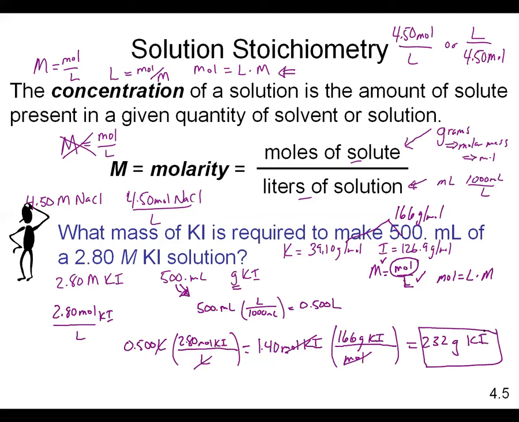So essentially, if we were to make the solution, we would weigh out 232 grams of KI. We would dissolve it in enough water to have a total volume of 500 milliliters. We give it a shaky, mixy. When it's all said and done, we should then have a solution that has a molarity of 2.8 molar. Any questions on the calculation there? All right.